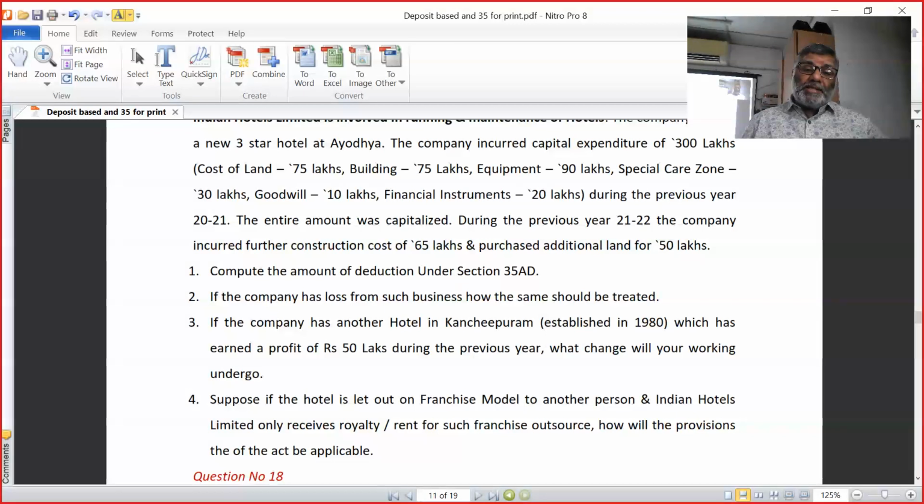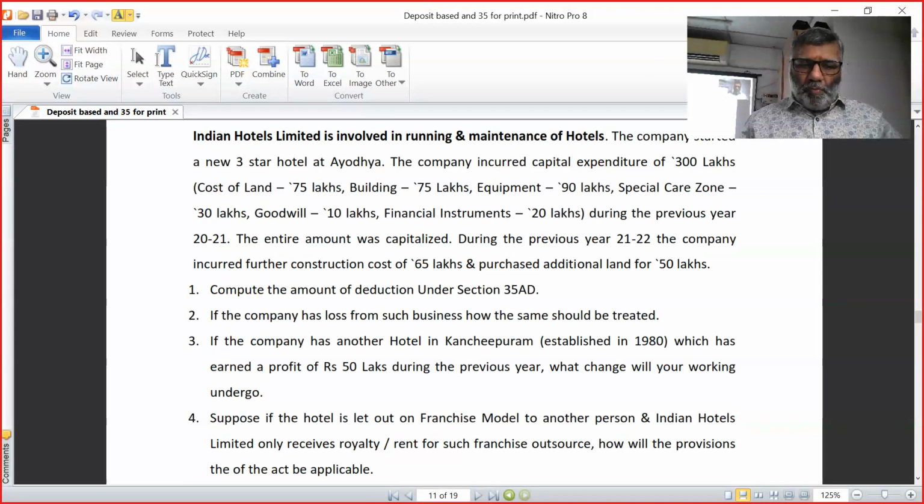If the company has another hotel in Kanchipuram, which has earned an income of 50 lakhs, what change will there be? Suppose the hotel is let out on a franchisee model to another person and Indian Hotels Limited only receives royalty and rent, how will the provisions apply? Read through.